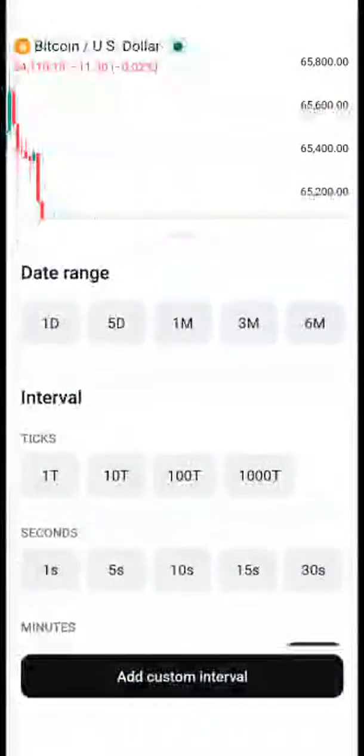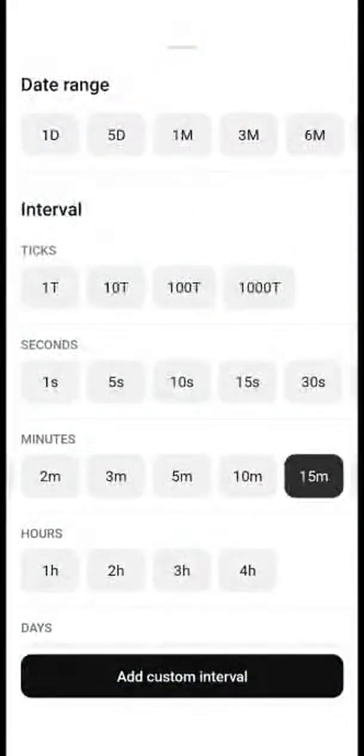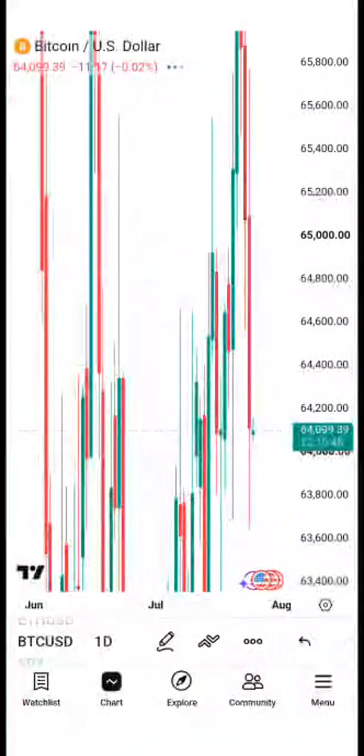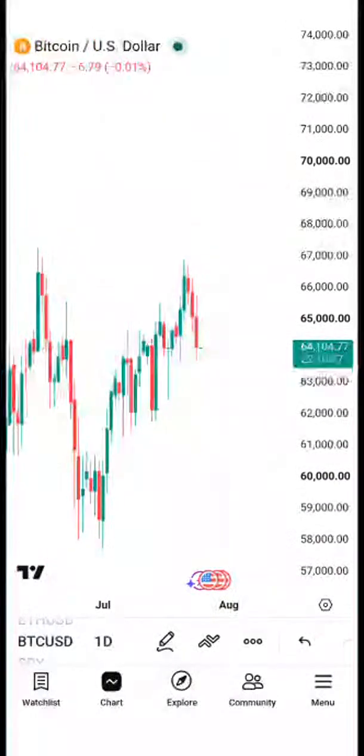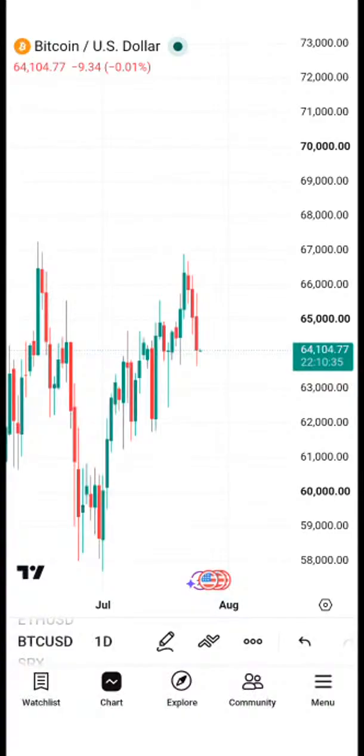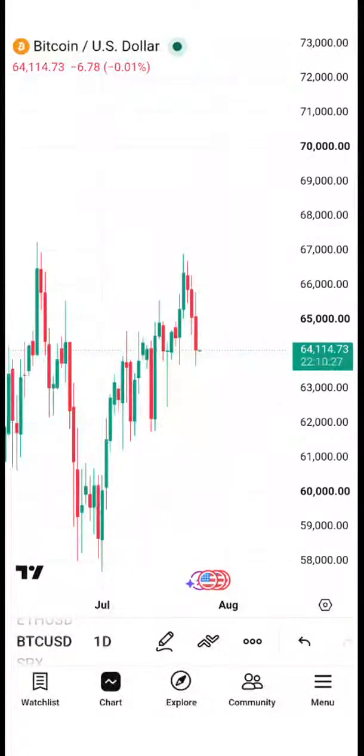We are breaking down Bitcoin. Looking at Bitcoin. Let's look at Bitcoin together. Let's look at Bitcoin.